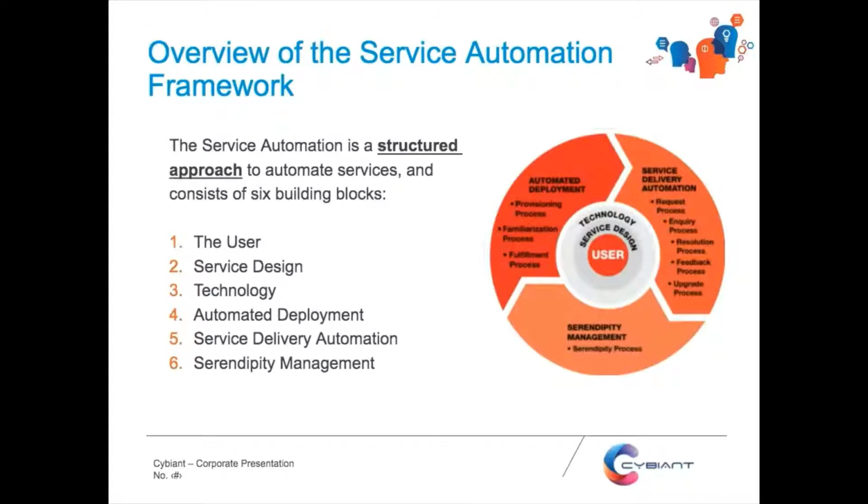In today's webinar, we don't have the time to dive into all of these individual processes in depth, but at the end of this webinar, I will give you a number of very good resources where you can learn more about this.